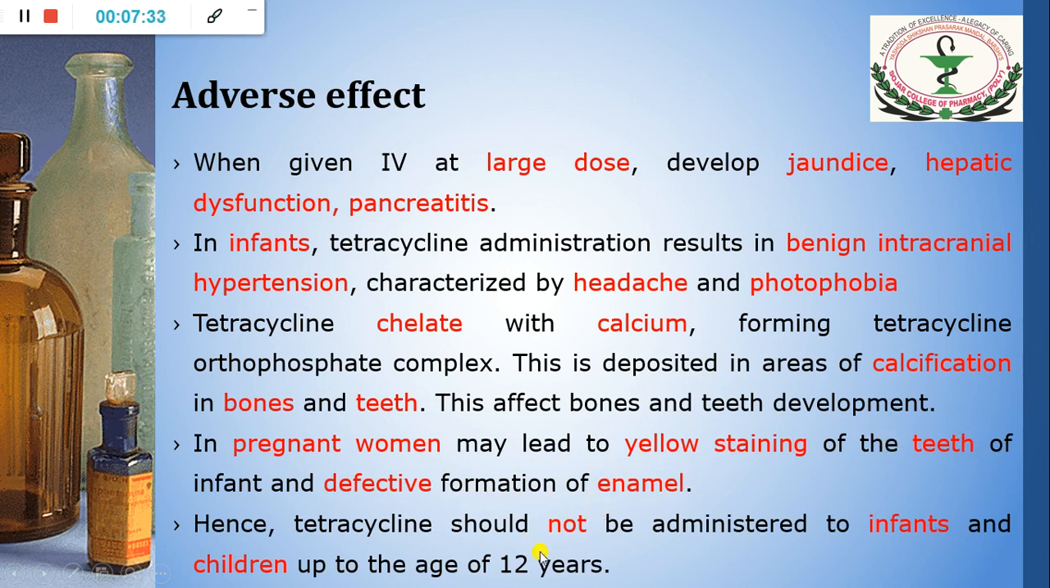Again, in children, they are growing and their bones and teeth are developing, so it also affects the bone and teeth development. Therefore this tetracycline is avoided in children up to the age of 12 years.